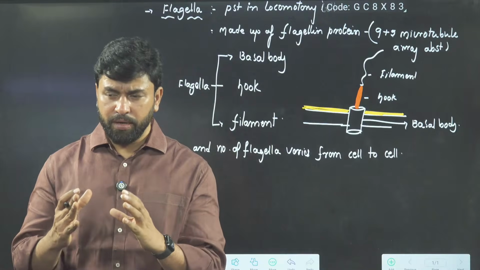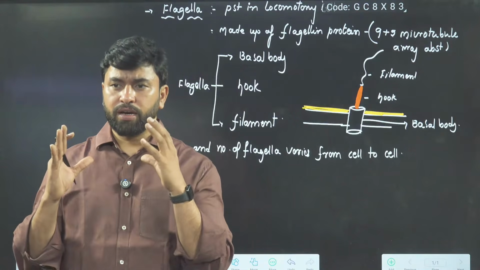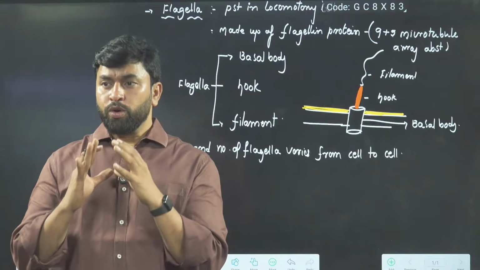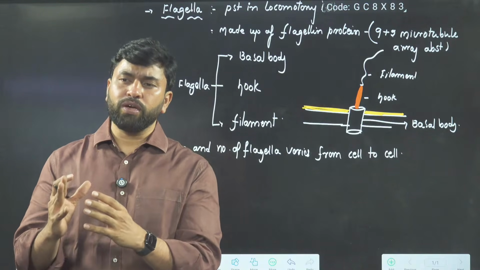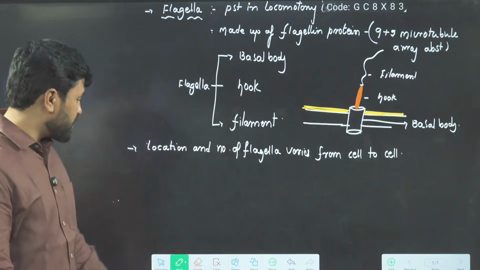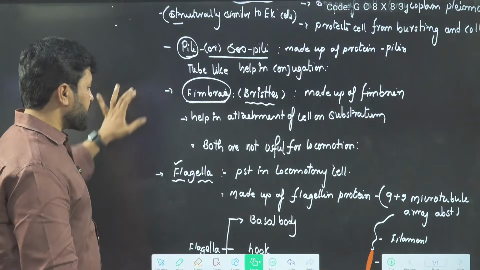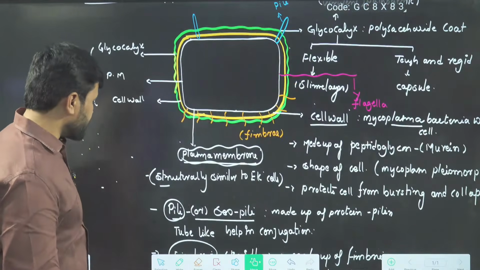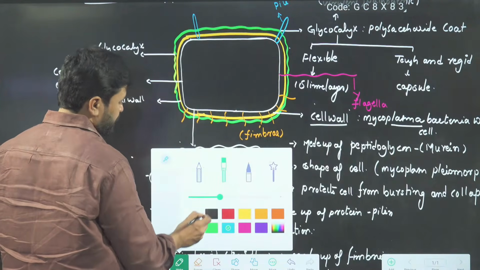Like that, the number and distribution may vary from cell to cell, but in all, there will be variations in the number of flagella and also the location of flagella present in a bacterial cell. That's about the flagellar arrangement. Then, after the flagellar structure, let us see what other structures they are talking about.